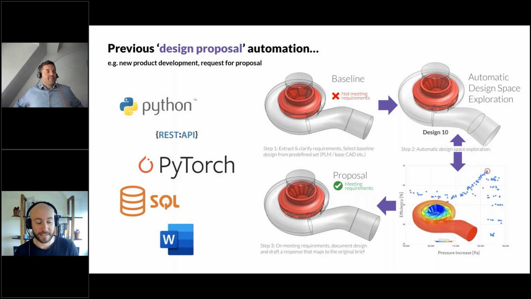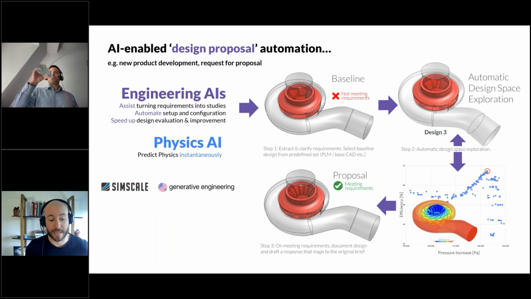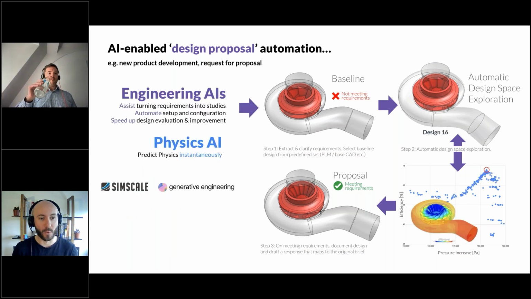And to do this previously, you essentially had to be an expert in scripting, in APIs, in machine learning, in databases, in writing reports and optimization algorithms. As someone who in a past life spent months creating workflows in Python to do this sort of thing, I know it can be super painful. And when people say leverage engineering AI, if this is what you have to do, it's not really very easy. So like David has been saying, there's a big opportunity for engineering AIs to automate a lot of the setup work required to do this sort of thing, and now with physics AI, for this loop to be much quicker. So we're trying to make it much easier and much faster for this design proposal automation to be possible.